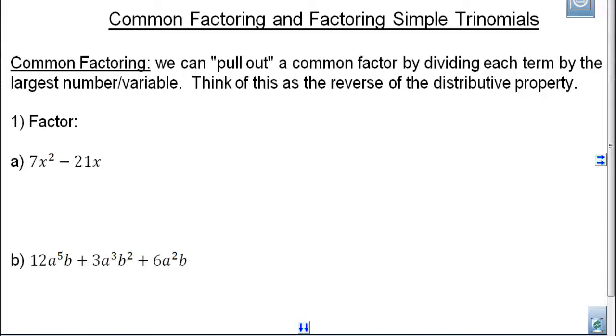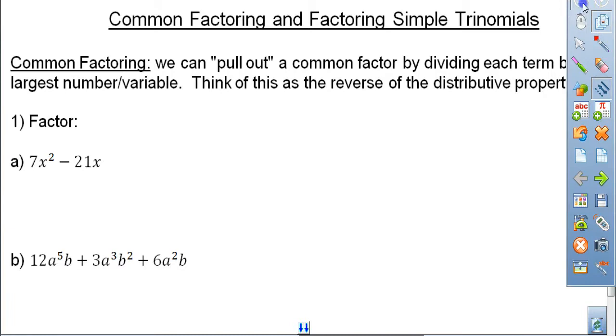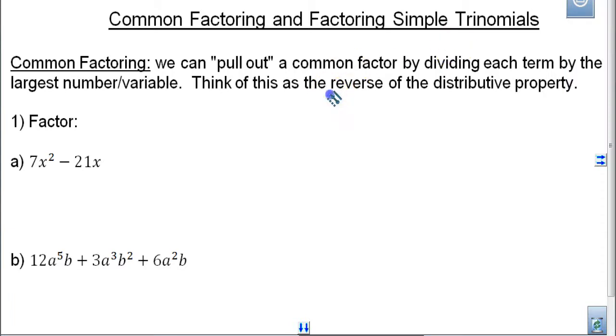So today we'll be looking at common factoring and factoring simple trinomials. In the previous review lesson, we talked about expanding or multiplying polynomials. So think of common factoring and factoring as the reverse of that, or the opposite of that. So first, with common factoring, we can pull out a common factor.